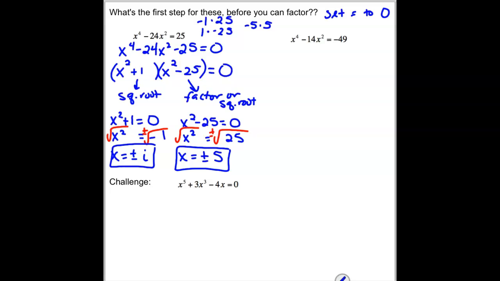All right, go ahead and pause the video and try this next one. Remember, we have to get one side equal to 0 first. Once you have it solved, go ahead and turn the video back on.